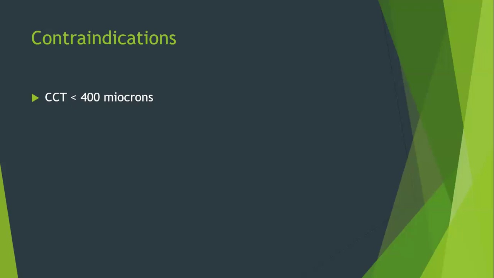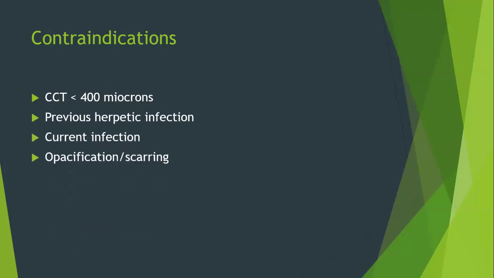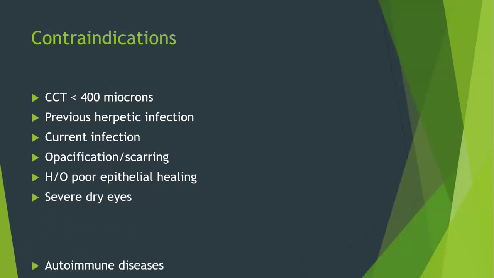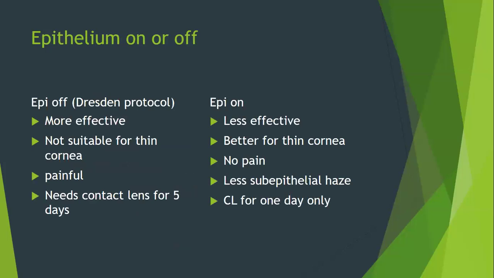Other contraindications: previous herpetic infections, current infection, opacification or scarring. Like a person has high drops and there is scarring, this is a contraindication for that. History of poor epithelial healing, severe dry eyes, autoimmune diseases. All these are contraindications. Now I will give you a few minutes. The next question is, are we going to do epi-on or off?